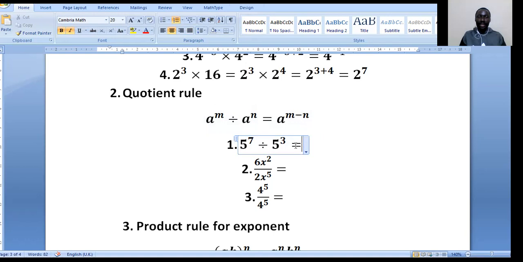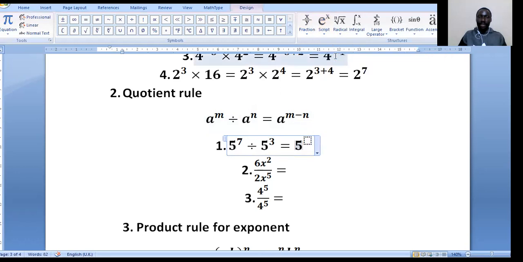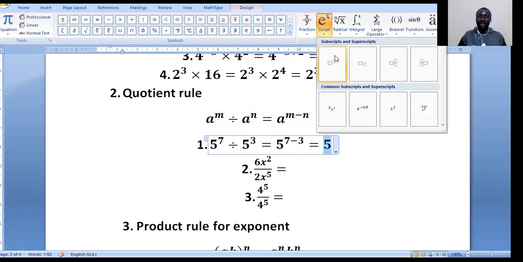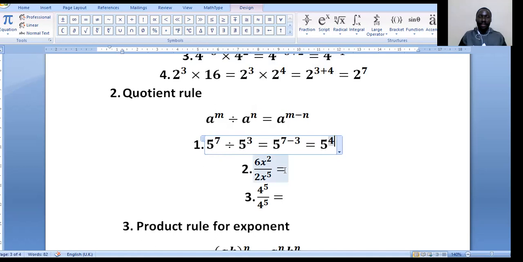That means 5 exponent 7 divided by 5 exponent 3 can then be simplified as 5 exponent 7 minus 3. And so this will give us the value of 5 exponent 4. That's what we get when we take away 3 from 7.